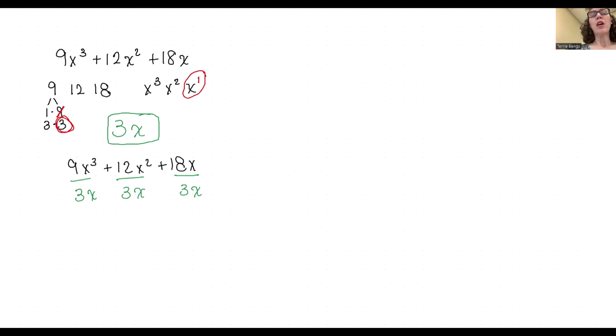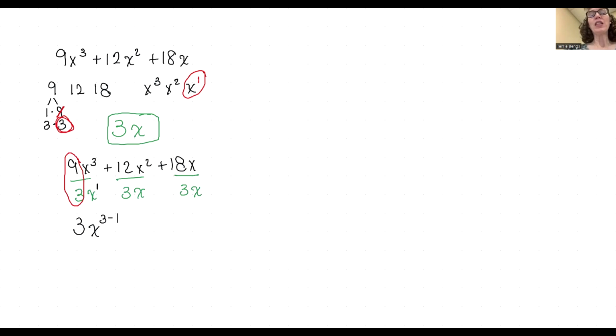We're going to take our numbers first in the first term. We have 9 divided by 3, and we know that is 3. Then we have the variable x, so we just bring that variable down. And remember, when we talked about exponents before, it's always the top exponent minus the bottom exponent. If there's not an exponent, remember, it's just a 1. So this will be 3 minus 1.